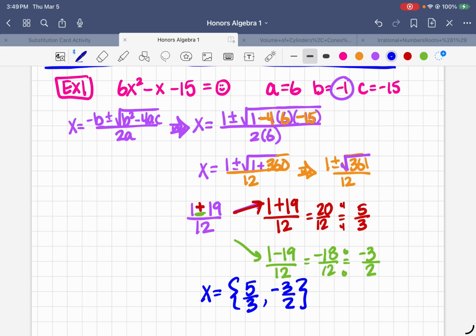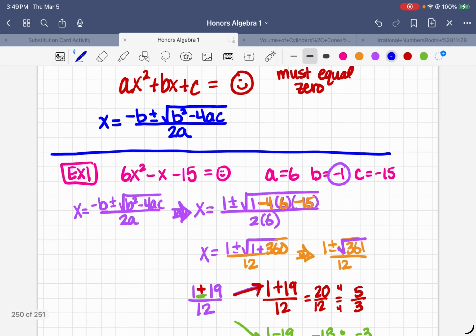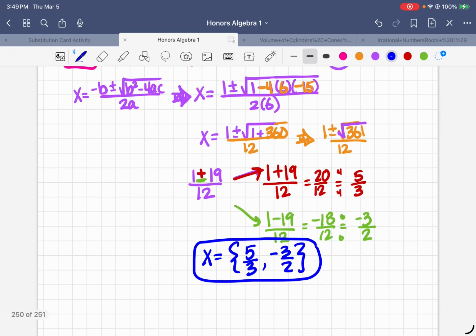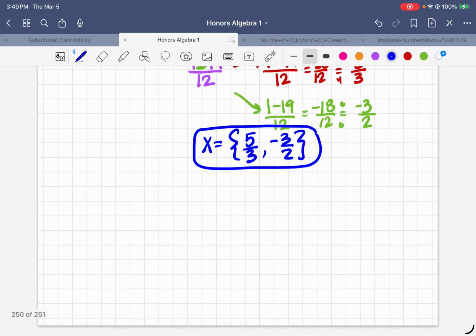That is how the quadratic formula works. It's all about knowing the formula, knowing that it has to equal 0, knowing your a, b, and c, your coefficients and constants, and just kind of cranking through the numbers. Okay, so I'm going to give you one right now. I want you guys to try. All right, let's see how you guys do.